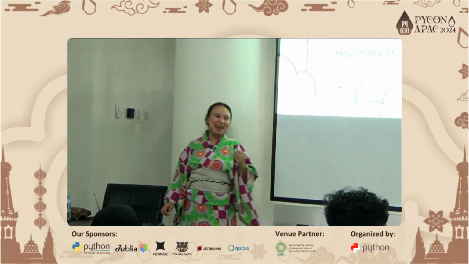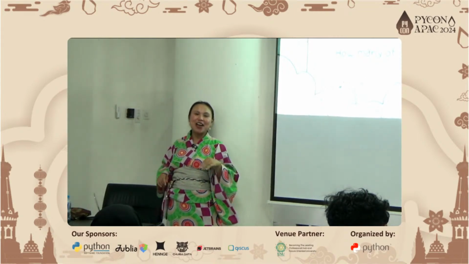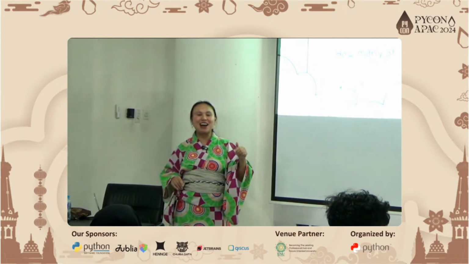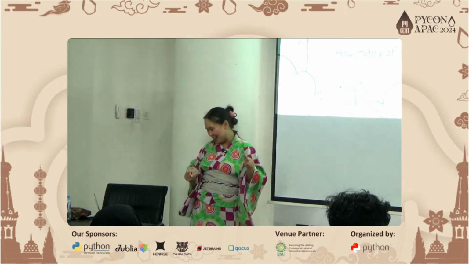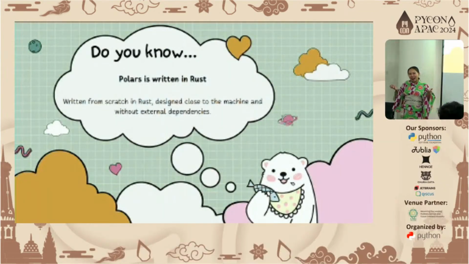So first of all, let's play a game. I'm going to talk about some fun facts about polars, and you have to count how many of them you know. I will ask you at the end how many of them you know, okay? So first, do you know that polars is actually written in Rust? I hope you also know that pandas is not written in Rust, so that's the difference.